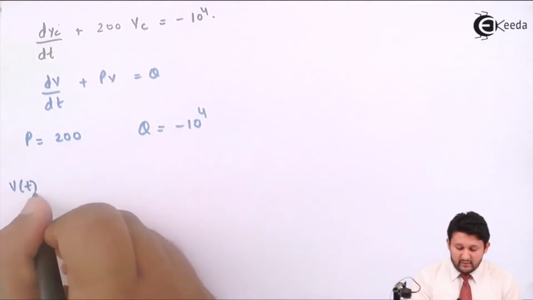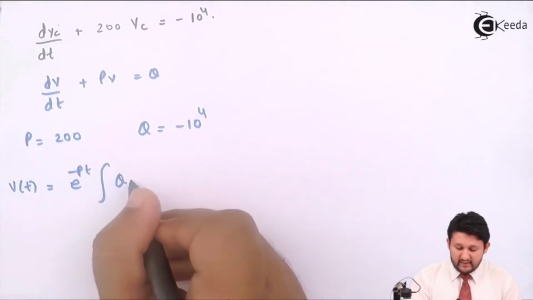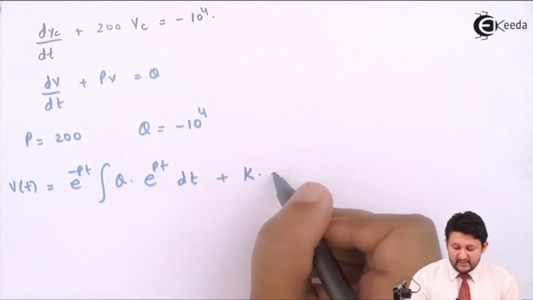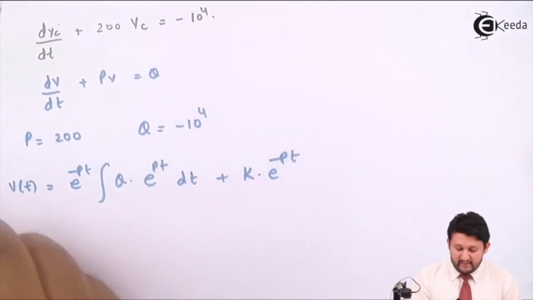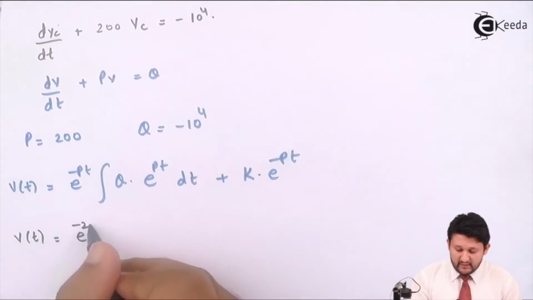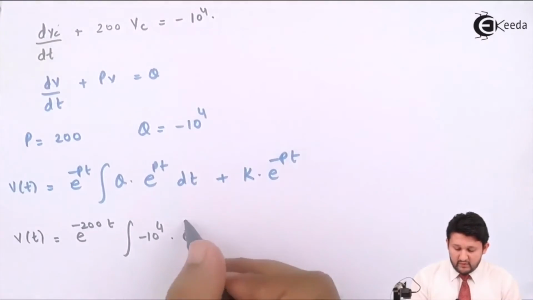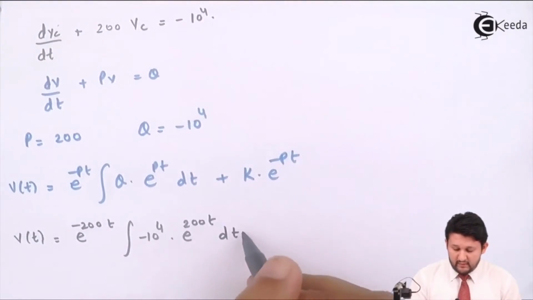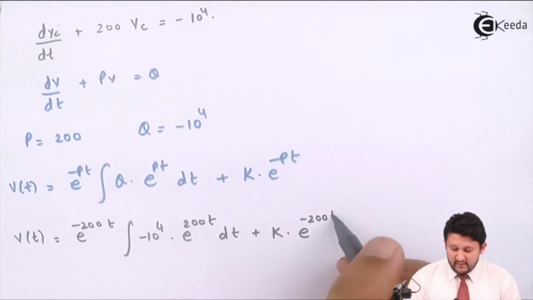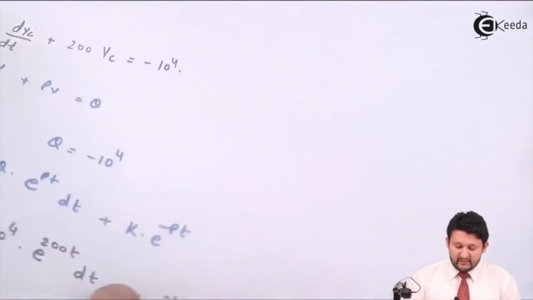So your v of t is equal to e raised to minus pt, integration of q e raised to pt into dt, plus k e raised to minus pt. Simplify this equation. V of t is equal to e raised to minus 200t, q is minus 10 raised to 4 into e raised to 200t into dt, plus k e raised to minus 200t. This term is your constant, so take it outside.